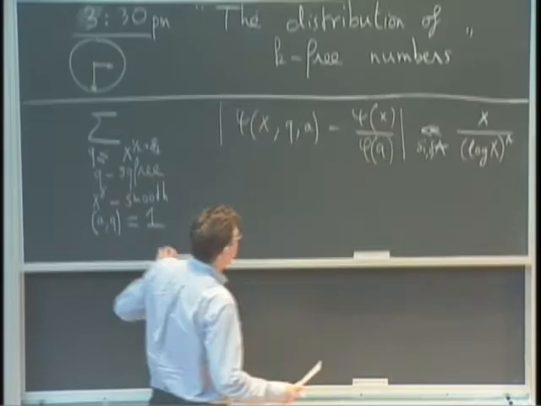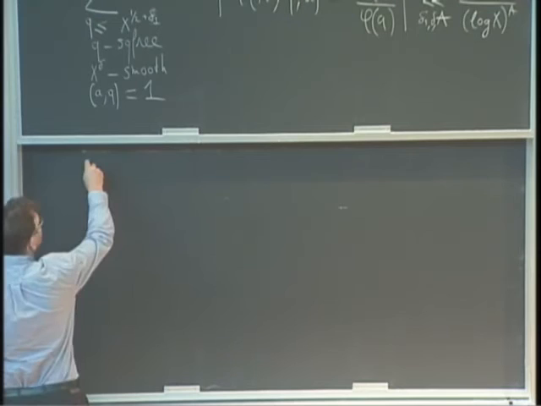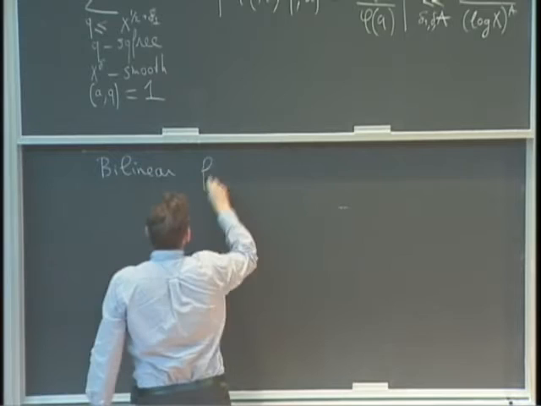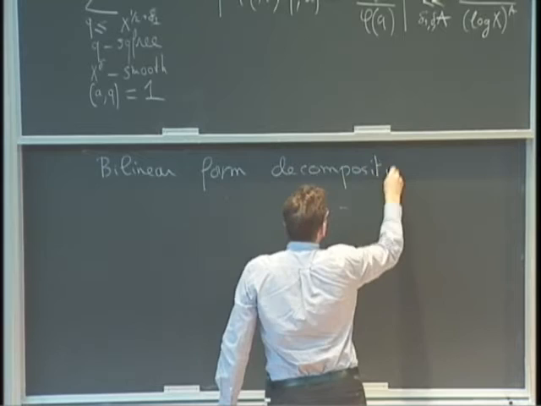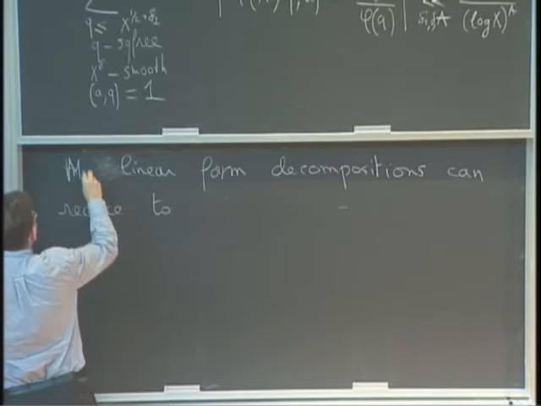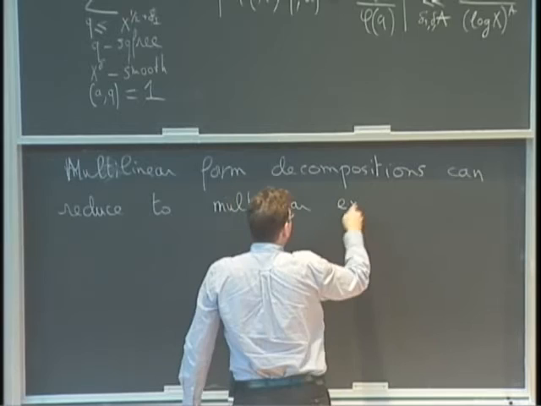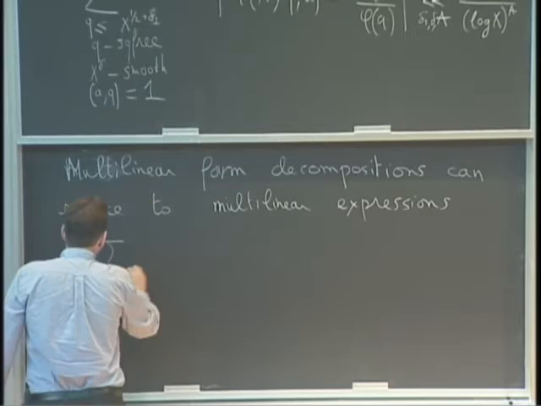So what I'm going to say will be quite far from giving really a sketch of the proof, but I hope that at least some of the main ideas will appear. So we saw this type of linear form decomposition. We can reduce, here it's really multilinear, to multilinear expressions, which are really something like the sum over the same type of q's.